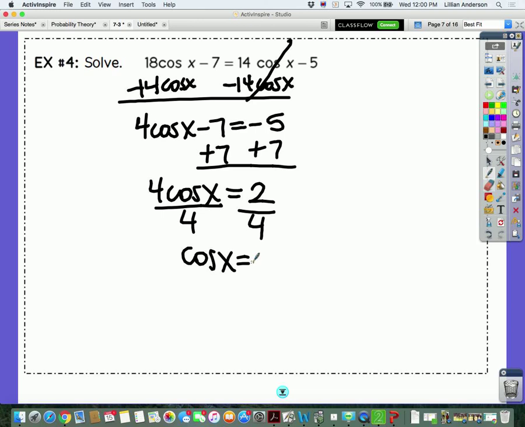Wait, hold on. 1/2. Don't be jumping. Okay? Baby step. So then you ask yourself the same thing. Where does cosine equal 1/2? And?